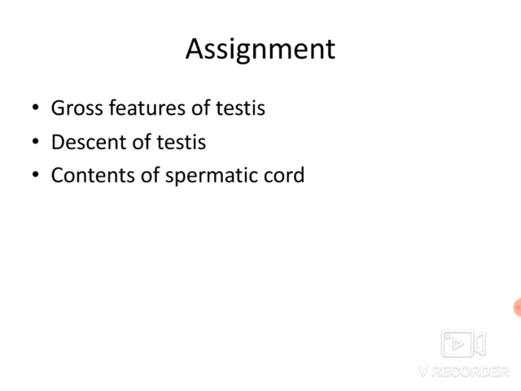That's all about the features of the testis, epididymis, and spermatic cord. Now you should be able to answer this: the gross features of the testis, which include those parts, coverings, then the structure in sagittal view, then the descent of the testis, where it reaches during intrauterine life, then the contents of the spermatic cord. What is the spermatic cord? Which structures can you see in the spermatic cord?